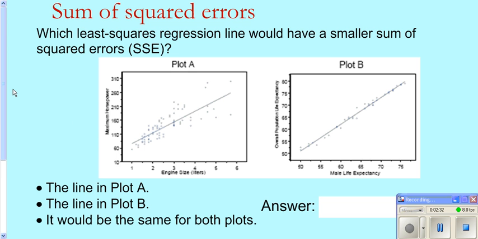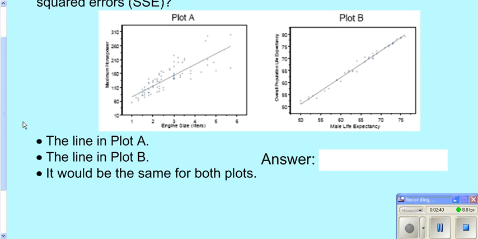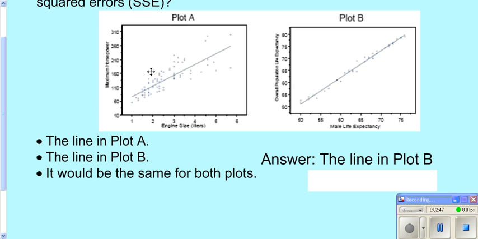So now, as we look back here, which one of these two graphs would have a smaller sum of errors, which means their variability from the line would be smaller? Well, you can see this one over here, all the points are closer to the line, so therefore plot B would have a smaller sum of squares.